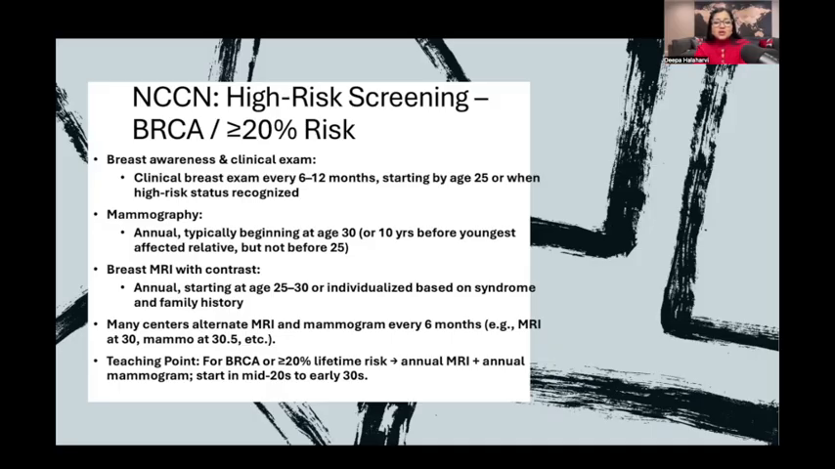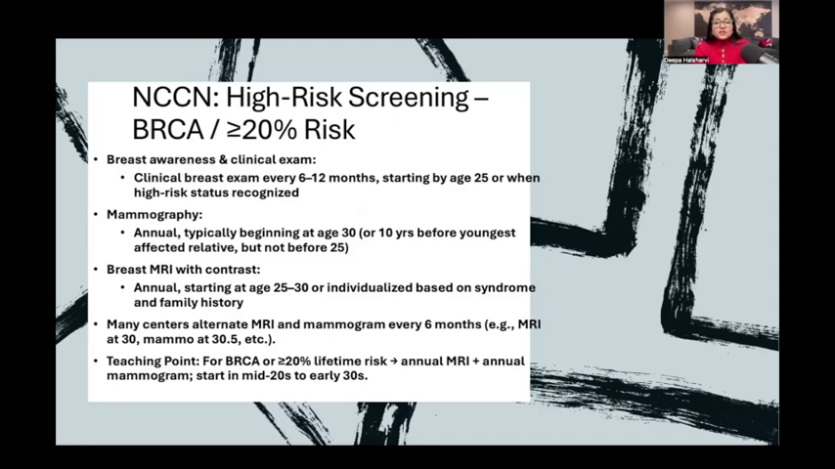Breast MRI with contrast usually starts at 25, but mammogram does not start till age 30. So you can't start mammogram before 30, and MRI doesn't start before 25, and it's done yearly. And after 30, then you can alternate mammogram and MRI.